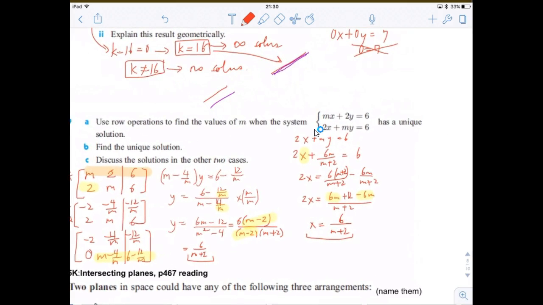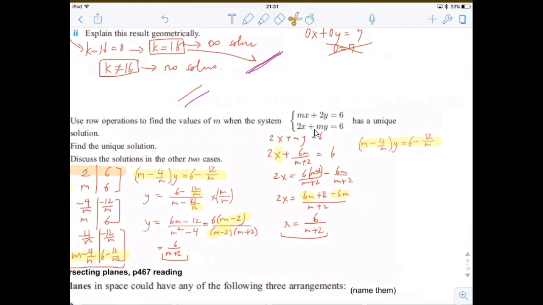One thing I forgot to do, part A. Part A says to use row operations to find the values of m when the system has a unique solution. Okay, so when we use the row operations, remember how we ended up with this expression at the bottom, which is this expression here? Let's look at that again. So I'm going to copy it over here, paste it, and make it a little smaller. Okay, let's look at that.